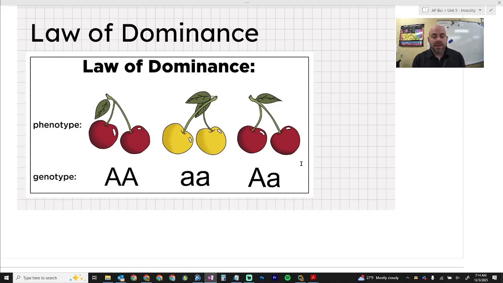In this case, red is dominant over yellow in cherries. Who knew? And then the other one is heterozygous. No need to say heterozygous dominant or recessive because it is heterozygous. And the dominant expresses itself over the recessive, which is the law of dominance. The law of dominance states that there are dominant and recessive alleles, and the dominant allele always expresses itself. Can the recessive allele express itself? Sure, but there can't be any dominant alleles around.